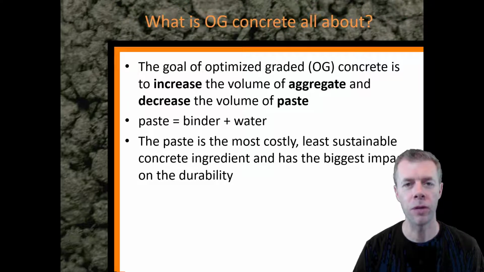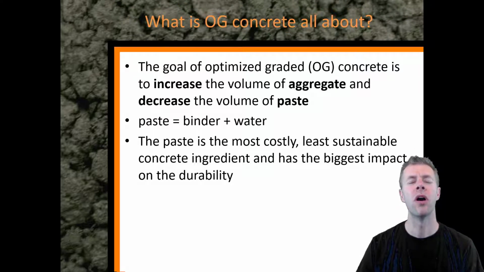One way to try to get workability is something called optimized graded concrete. It's kind of crazy. The goal is to increase the amount of aggregate while you decrease the volume of paste. Paste is the binder and the water. Paste happens to be the most costly, the least sustainable concrete ingredient, and has the biggest impact on our durability. If we can remove paste from our concrete, we're going to get a better product.